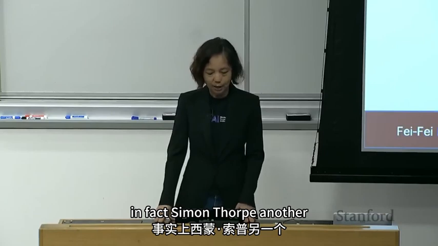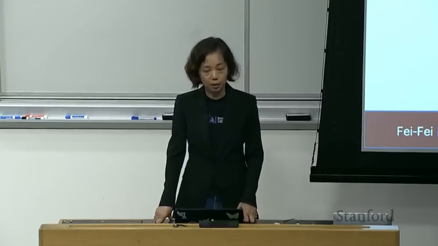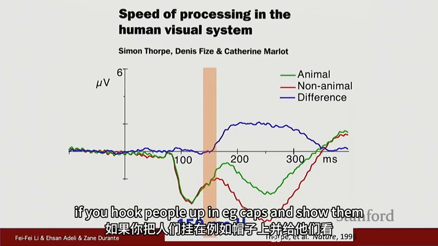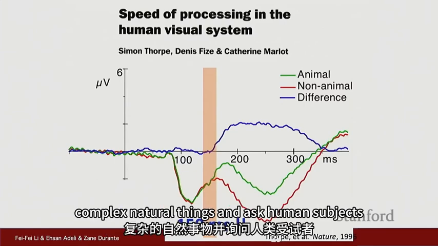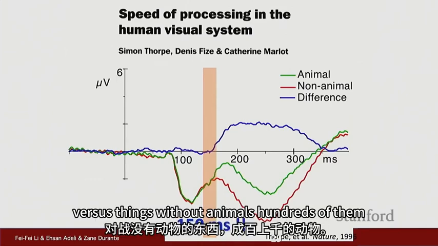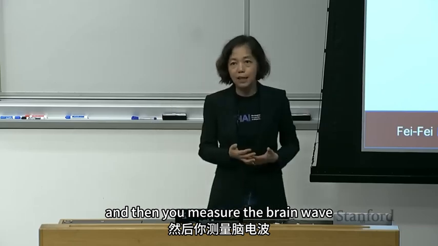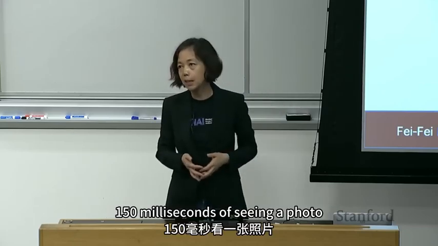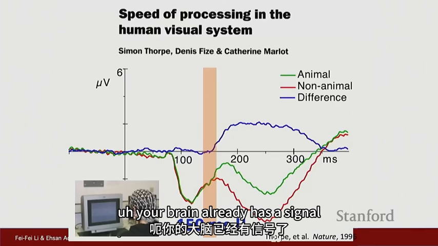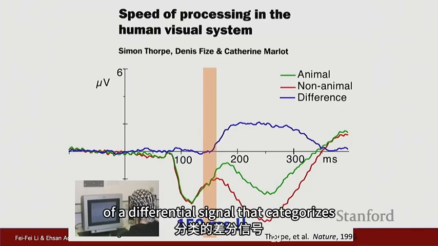In fact, Simon Thorpe, another cognitive neuroscientist, has measured the speed. If you hook people up in EEG caps and show them complex natural scenes and ask human subjects to categorize scenes with animals versus scenes without animals, hundreds of them, and then you measure the brain wave, it turned out after 150 milliseconds of seeing a photo, your brain already has a differential signal that categorizes.